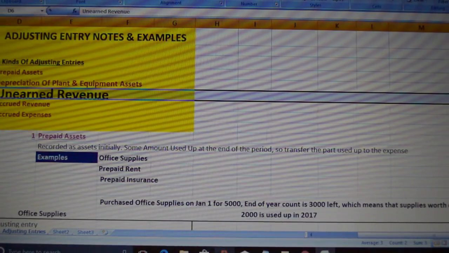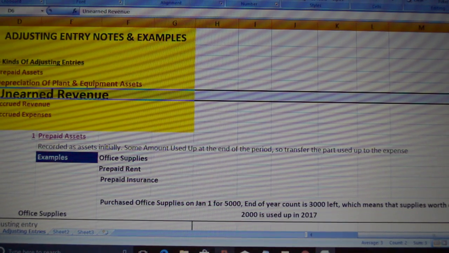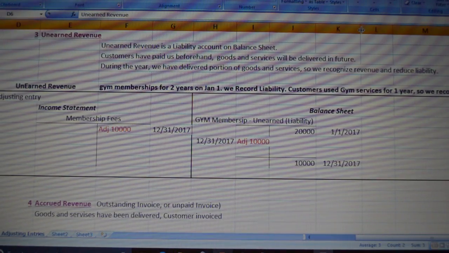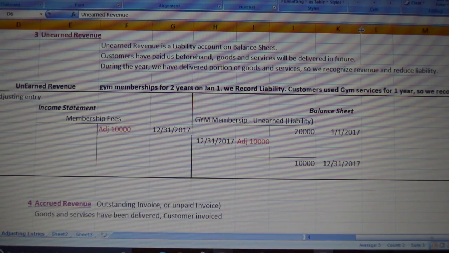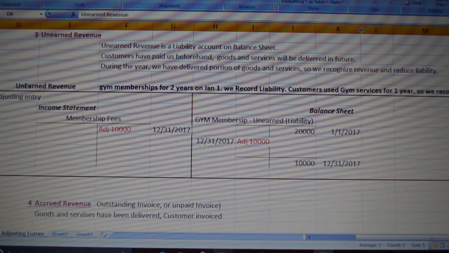Now we will discuss the third kind of adjusting entry, that is unearned revenue. What is an unearned revenue? Unearned revenue is actually a liability account on the balance sheet. What does it mean? It means that the customer has paid us beforehand and the goods and the services will be delivered in the future. During the year, we have delivered a portion of the goods and services, so we will recognize the revenue and reduce our liability.